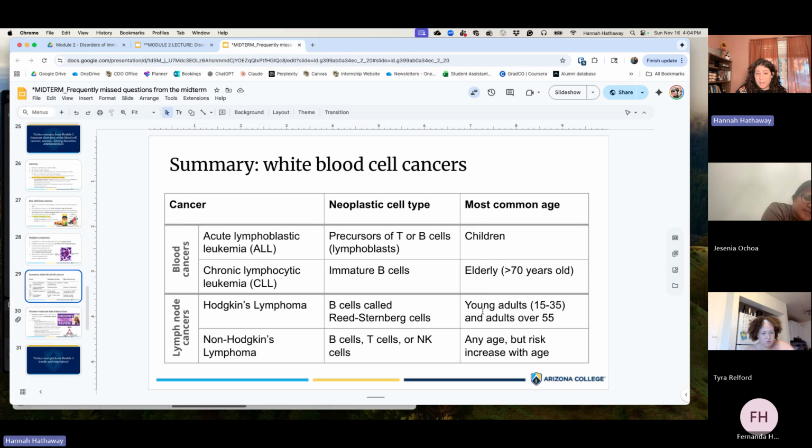And then the most common age. So I feel like as you get older, cancer gets more common, so that always makes sense. ALL is more common in children, and it is acute, it's sudden onset, and it makes sense that a cancer that is sudden onset is more common in children as opposed to slow onset, because kids haven't been around long enough to develop a slow onset cancer, usually. And then Hodgkin's lymphoma has that weird bimodal distribution, so young adults and then again in elderly.